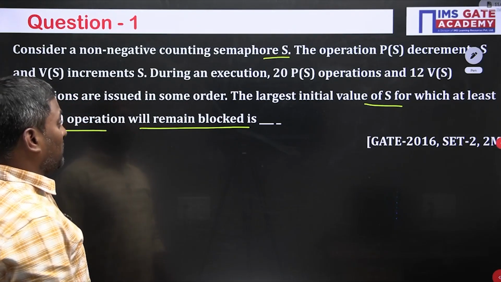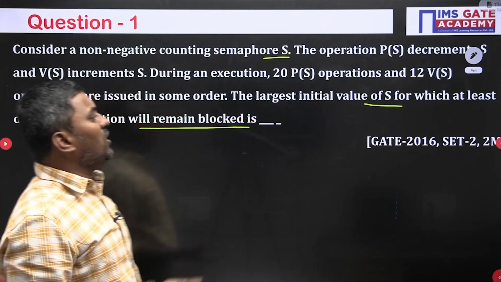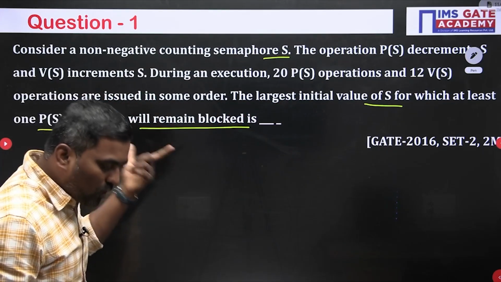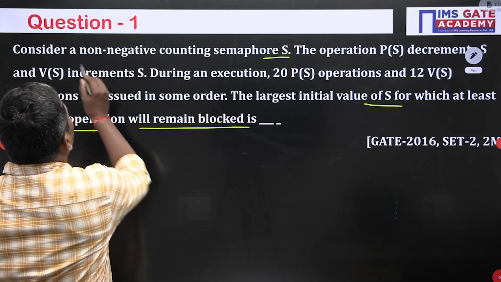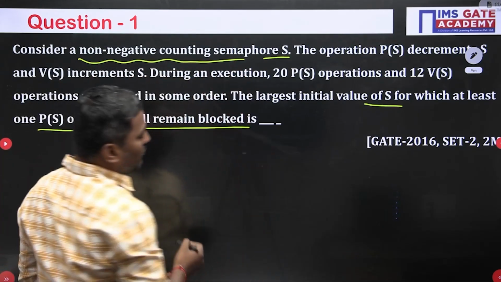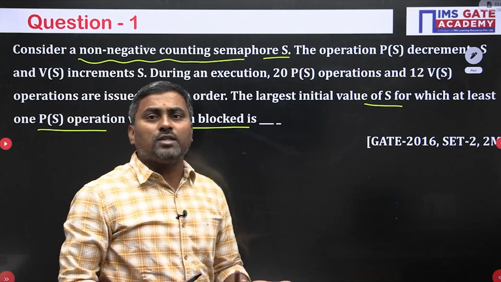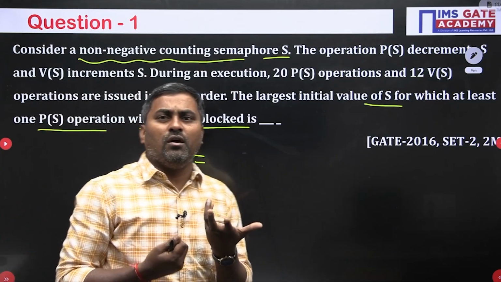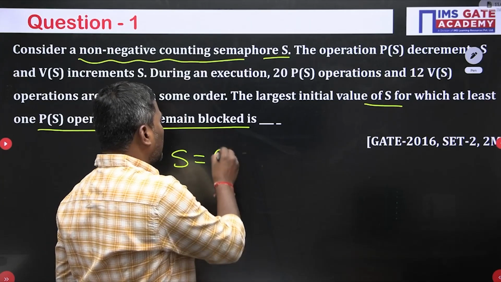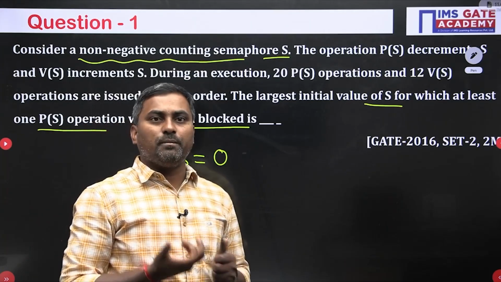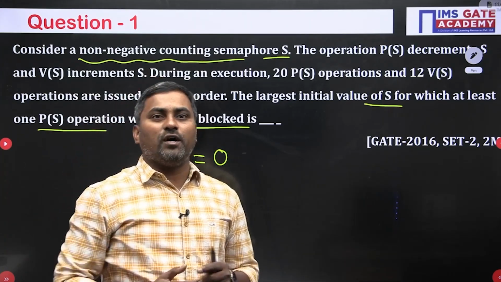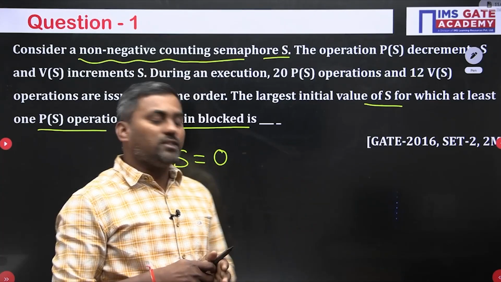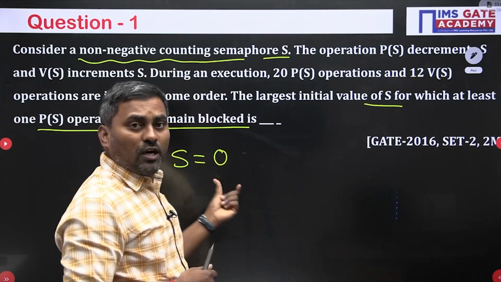So what are they asking? The largest initial value of S for which at least one blocked process should be present. Also, one important thing: non-negative counting semaphore. A non-negative counting semaphore starts from where? 0, right? Yes or no? The minimum value of a counting semaphore, can I say 0 or not? 0 is the minimum. But they are asking the largest value, and I don't know what the largest value is. Let's understand. So non-negative starts from 0.